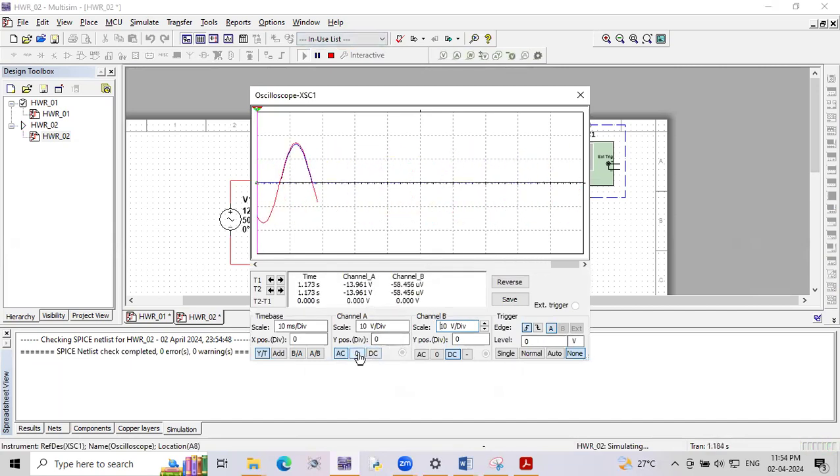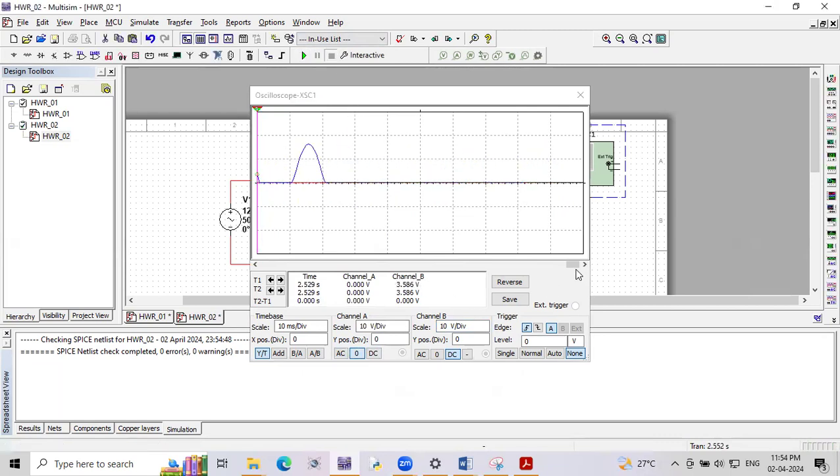Now all of you observe the output. I'm going to mute the input, so obviously you can find the output exactly. What is the value of this output? Let's check. Just manually you can check. For Channel B, it is 10 volts per division. One box is equal to 10 volts. Here it covers 1.5 boxes, which means 15 volts. Output is 15 volts manually.